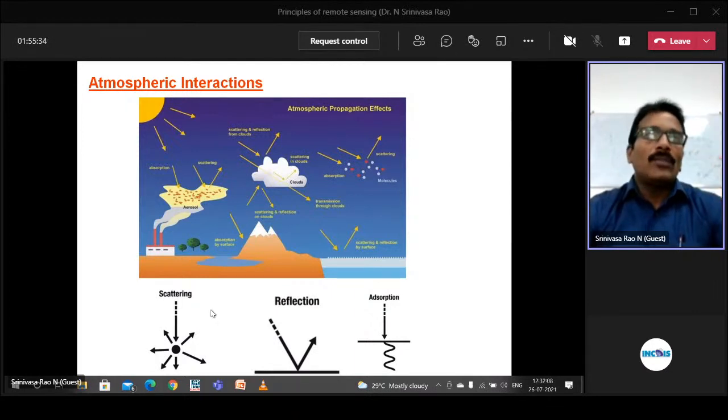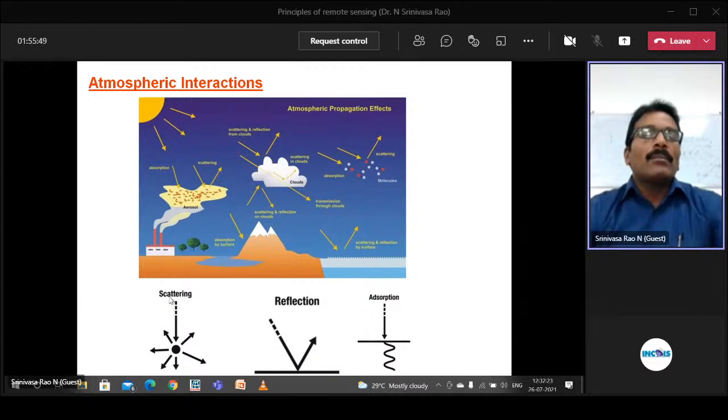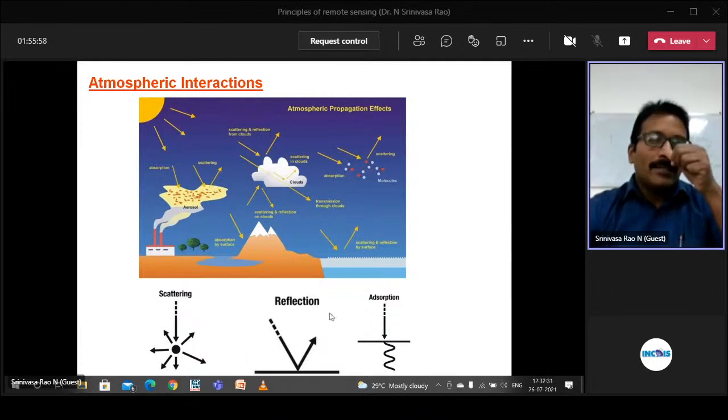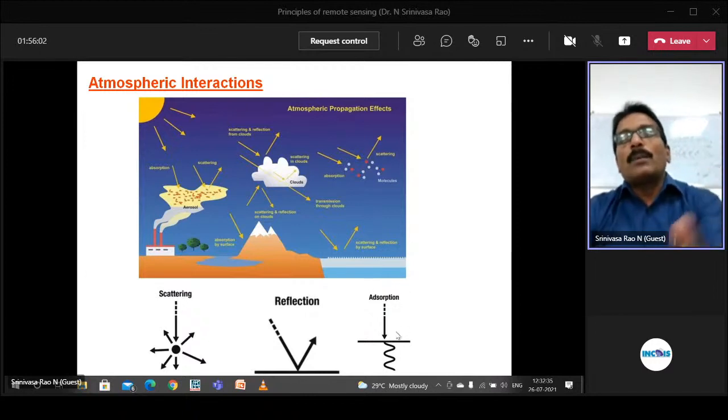What is the difference between scattering and reflection? Reflection means the incident light all goes in one particular direction, a known direction. That we call reflection. Scattering means all the light scatters, in all 360 degrees. Reflection means only one particular direction. So once it enters the atmosphere, scattering takes place. Absorption means complete absorption.